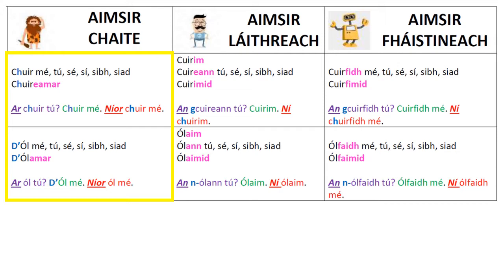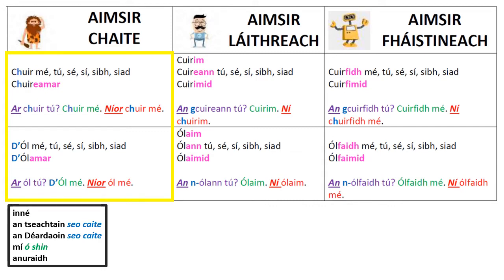So our question words for the aimsire caite when we're working in the past tense, ar for the question, níor for the no answer. When do we need to use the past tense? Well, have a look out for these words down here. So when you're doing your worksheets or when you're reading, you're looking out for little clues like this. Inné, yesterday. An tseachtain seo caite, last week. An Déardaoin seo caite, last Thursday. So seo caite just means last. Mí ó shin, a month ago. Ó shin means ago. And the last one there is anuraidh, which means last year. So that's our aimsire caite.